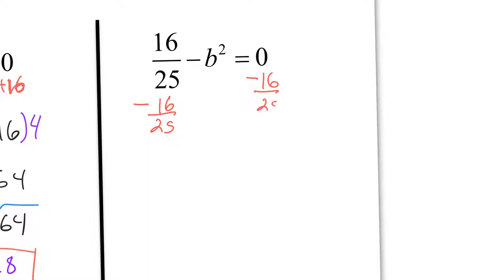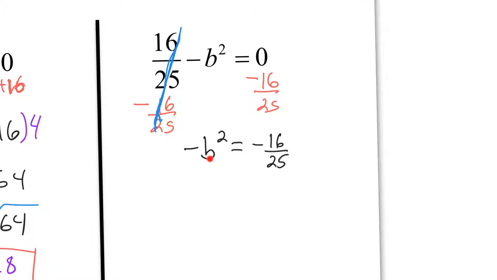And I do the same thing over here, minus 16 over 25. So the two fractions cancel right here. So I'm going to have negative b squared equals, and when you take 0 minus 16 over 25, that's just going to be negative 16 over 25. You're not adding or subtracting anything to the fraction, you have a 0. So it stays the same, negative 16 over 25.